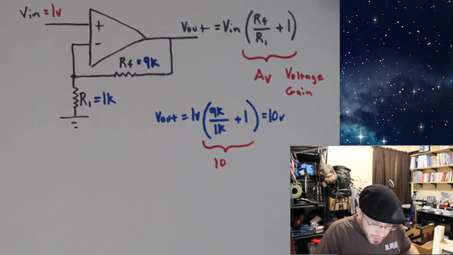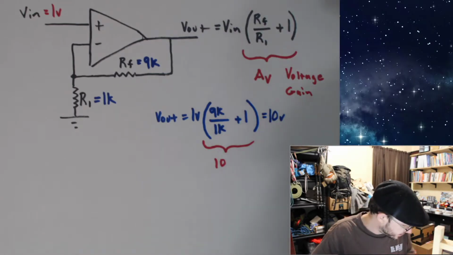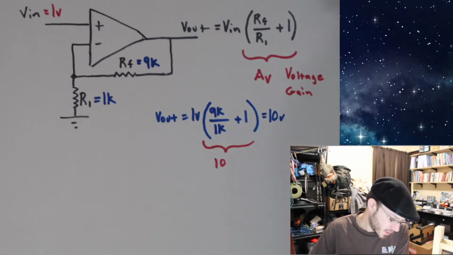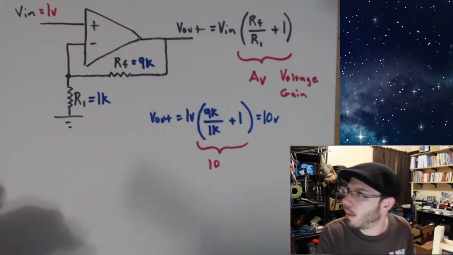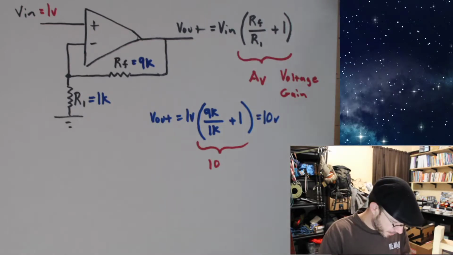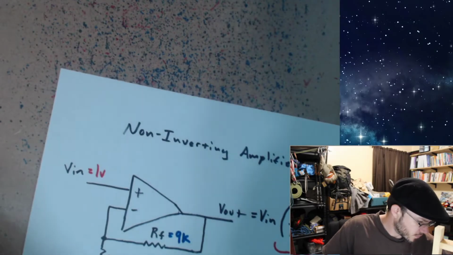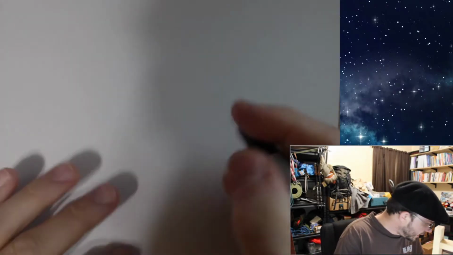Now, as I said before, we only really need our 2 rules to analyze this. And in this case, I had just given you the equation, but can we come up with this on our own? Absolutely. So let's go ahead and let's analyze that.